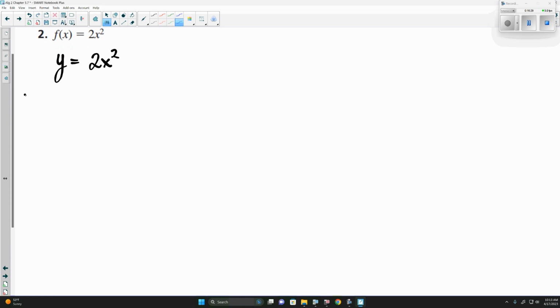Our next step's still the same. We switch x and y, telling us x is equal to 2y squared. And our third step is to solve for y, get y by itself. So what's the first thing we can do? Almost. Because we will need to take the square root eventually to get the square to go away. We need to divide by 2.